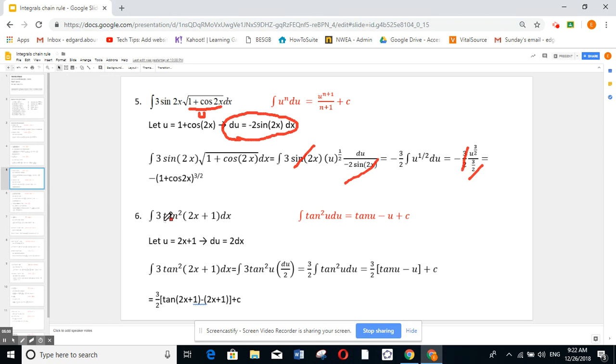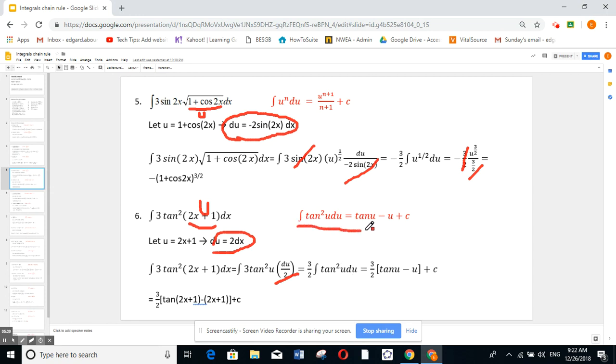Here, I cannot pick tangent to be u because the derivative of tangent is secant square, and I don't have secant square to cancel. So I pick u inside only. So the derivative is 2 dx. So I start 3 tangent square, this is u, and dx is du over 2. So the 2 and the 3, we take it outside, 3 over 2. I'm left inside with tangent square u du.